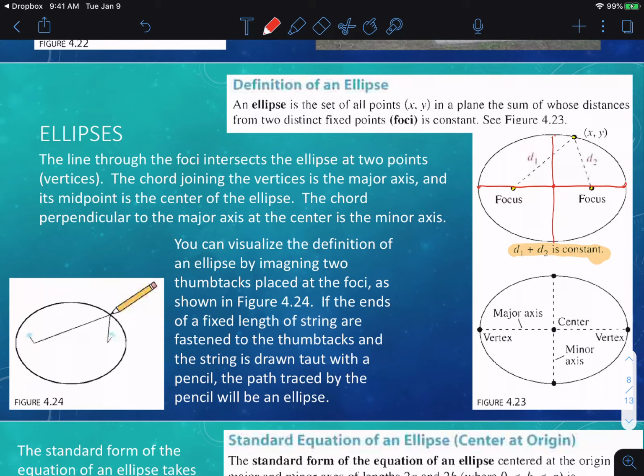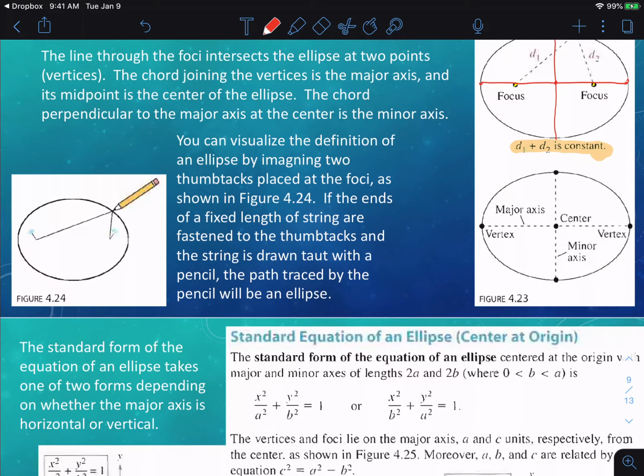at the center is referred to as the minor axis. So that's what's being drawn down below. But the important thing to recognize is that the focal points help you identify which of the two axes is the major axis. So here the major axis is horizontal and the minor axis is vertical.